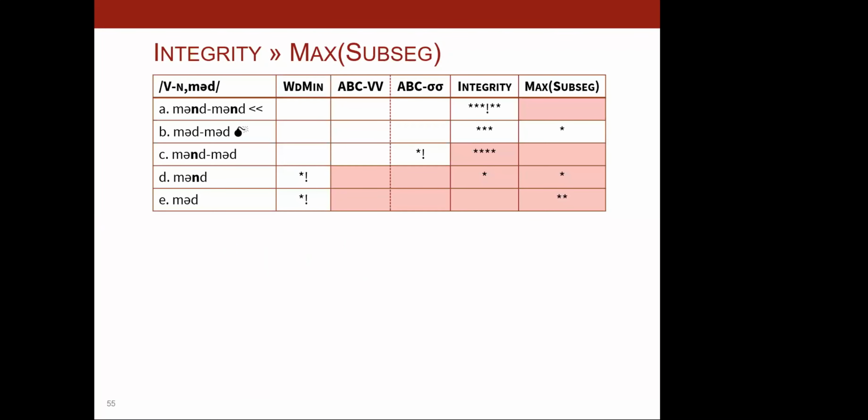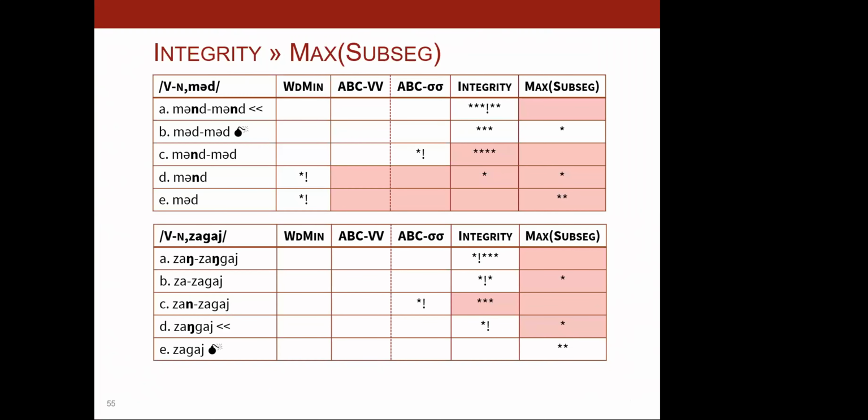So if we first consider the verb that features both floating nasals and reduplication, mund mund, if we have integrity ranked higher than max subseg, which is what we need to have non-reduplication for the multisyllabic forms, what we get here is that the optimal candidate, the candidate that this grammar selects, is mud mud, not mund mund. And that is because realization of the floating nasal and copying of it into the reduplicant violates integrity twice, whereas deletion of the floating nasal violates max subseg once. If integrity is ranked above max subseg, then the optimal form is going to be this one where the floating nasal just isn't realized. It's too costly.